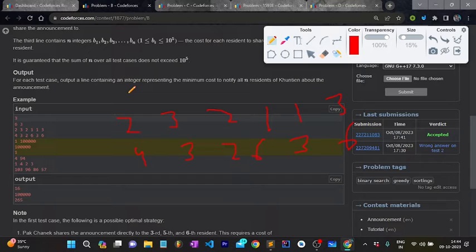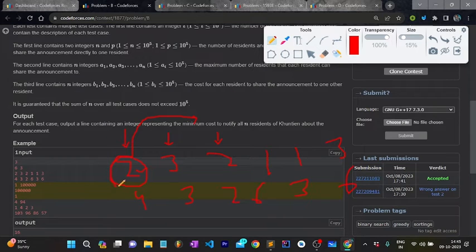In order to solve these kinds of problems, think in this way: what is the requirement? We want everyone to have the announcement, this person, this person, this person. Let's say I'm this person and I'm trying to get the announcement. How many options do I have? I can take it from this one, this one, or Park, which will cost 3 to him in order to share the announcement to this person. So what will be the optimal way?